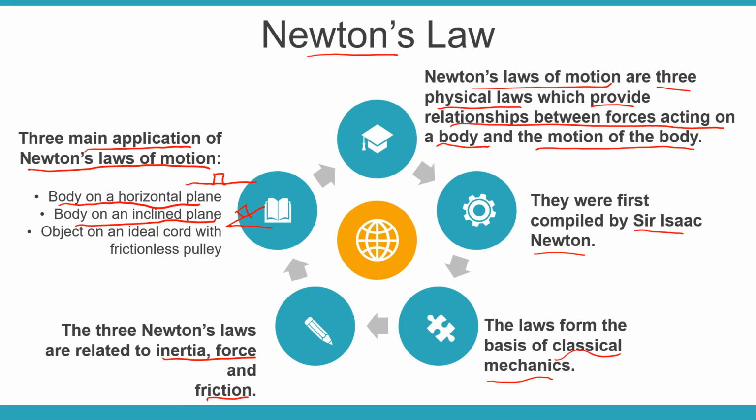Dan yang ketiga adalah object and ideal cord with frictionless pulley. So kalau kita ada pulley kat sini, so kita punya objek. So dekat sini pun kita boleh apply Newton's law of motion.